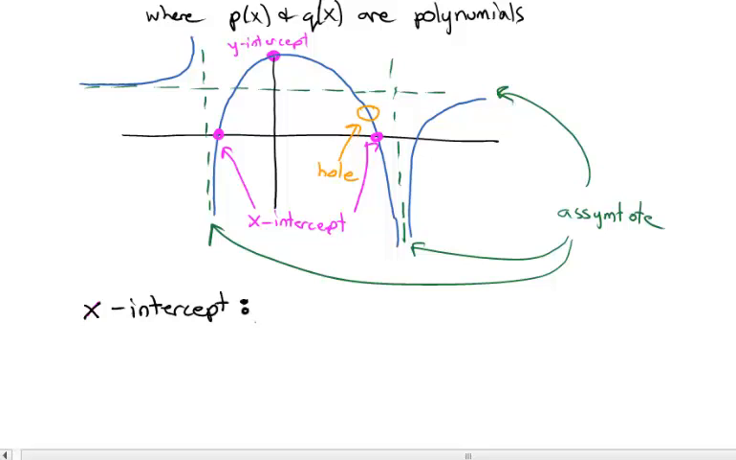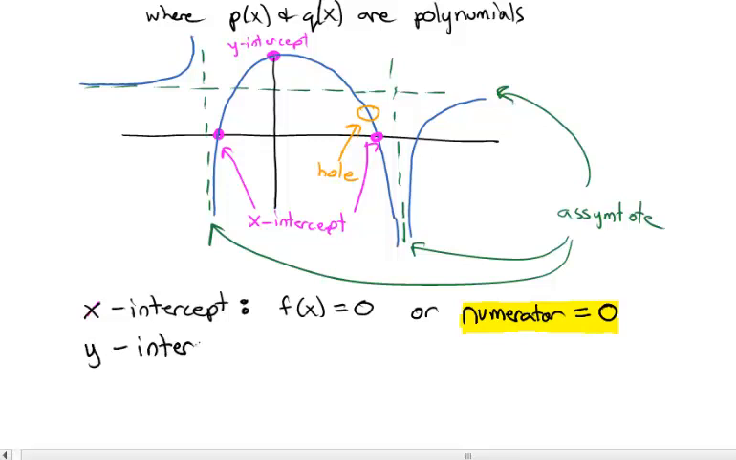An x-intercept happens when the function equals 0. If we multiply the fraction by the denominator, the denominator times 0 is 0, so we're really interested in when the numerator equals 0. So that's the first important piece. We're finding where the numerator equals 0. That's the x-intercept.